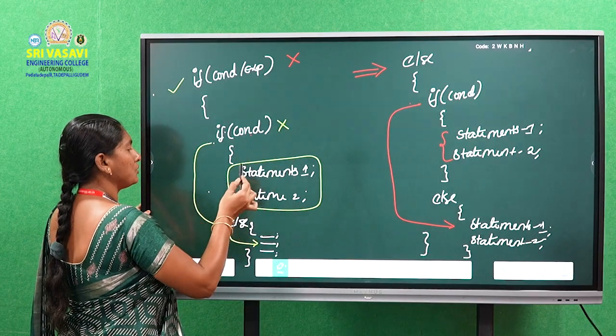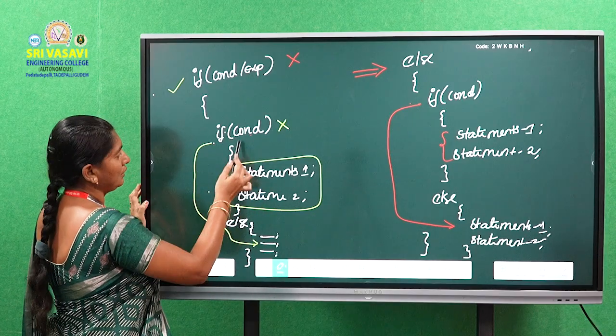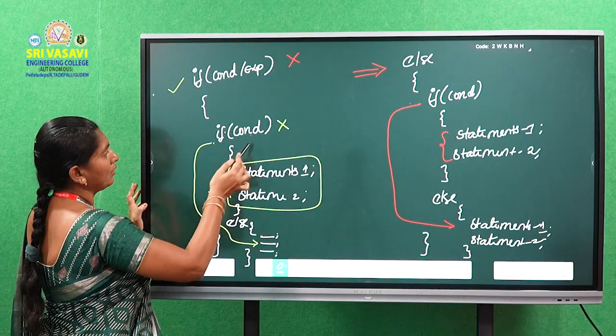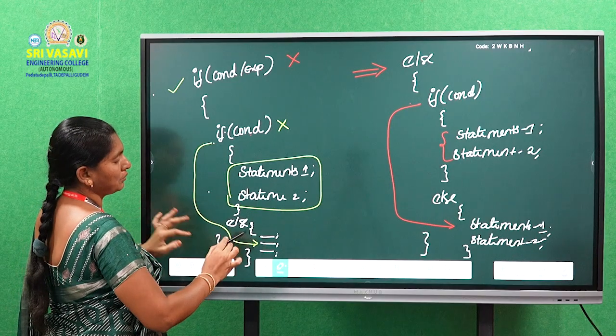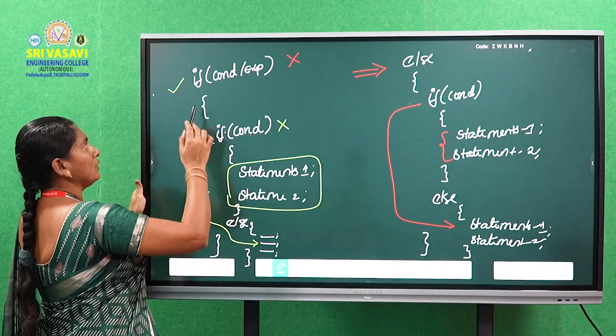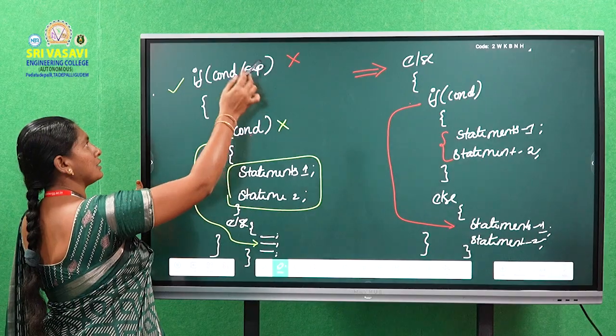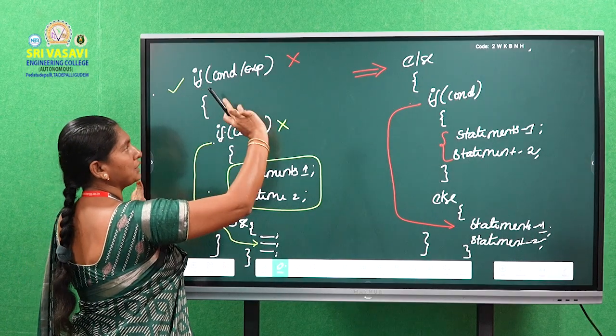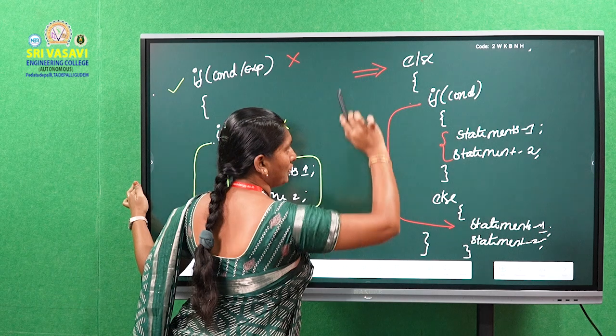So if the condition is true, it will execute the statements in the inner if, and if the condition fails, it will execute the statements in else. What does it mean if the condition at the starting fails? If the first condition itself fails, then directly we will enter into the else.